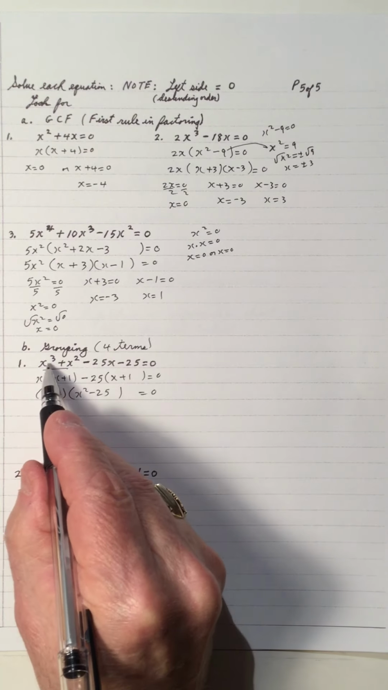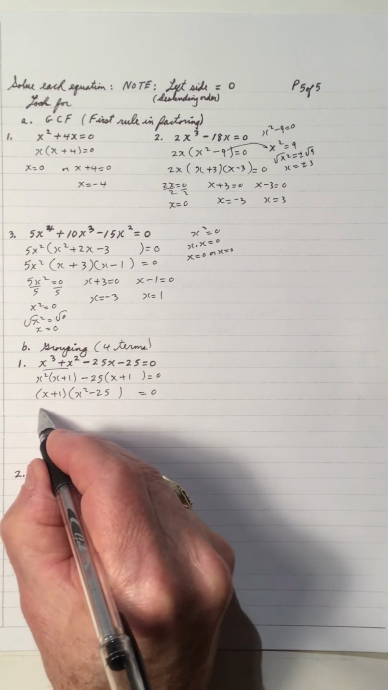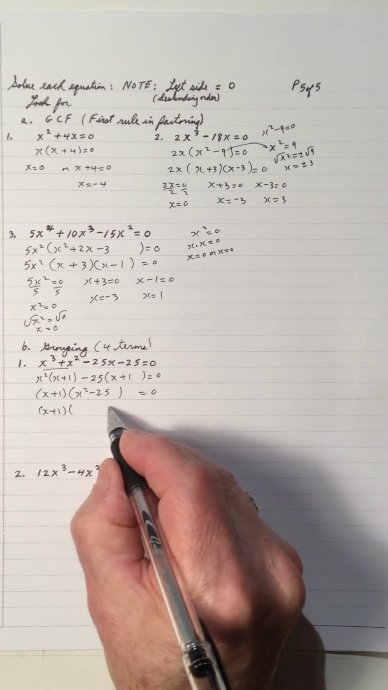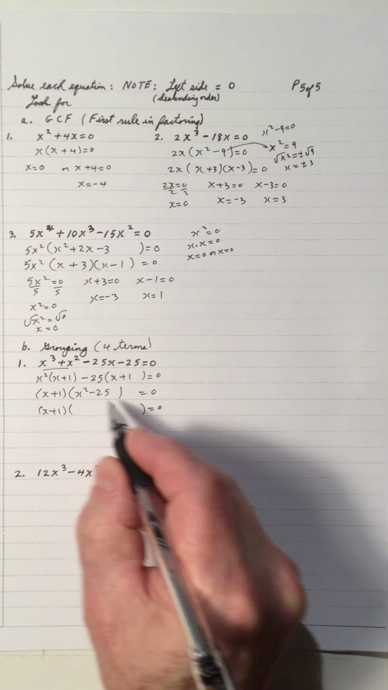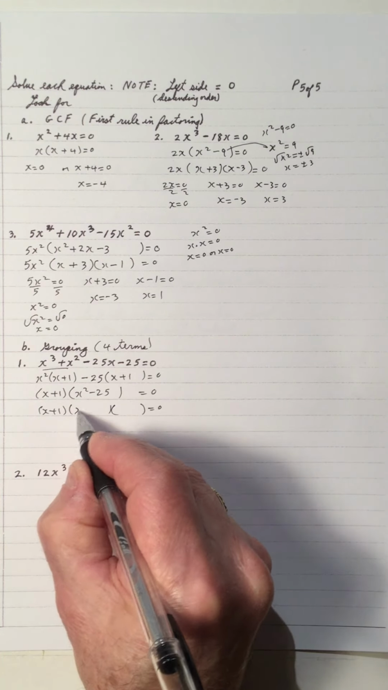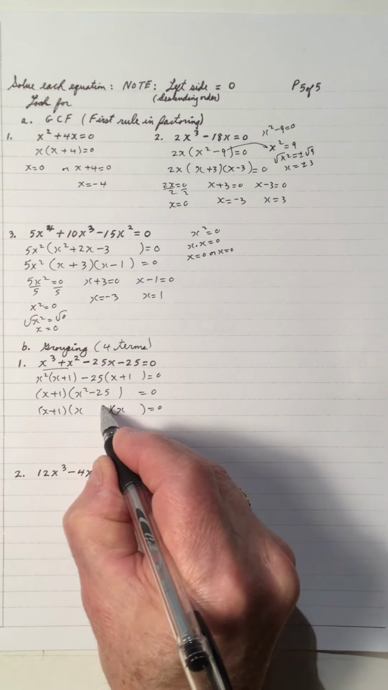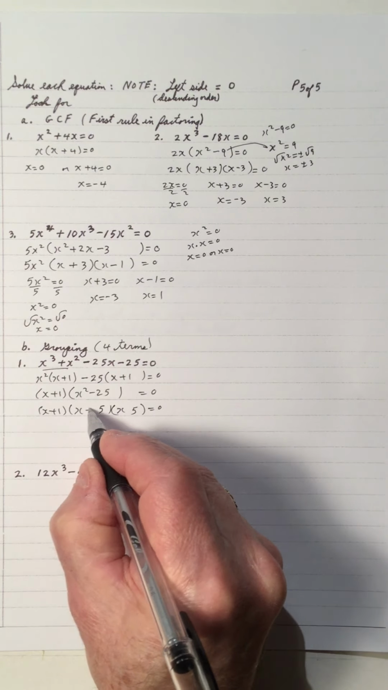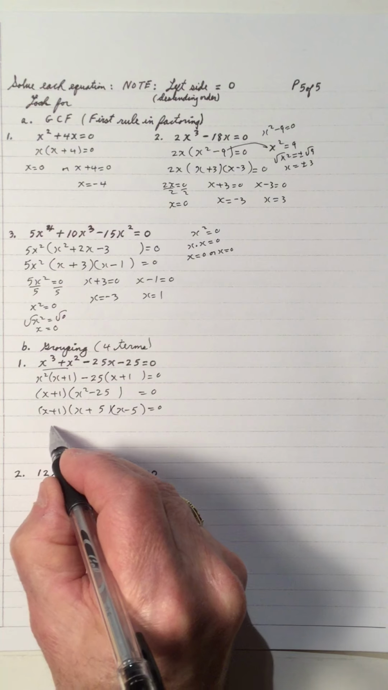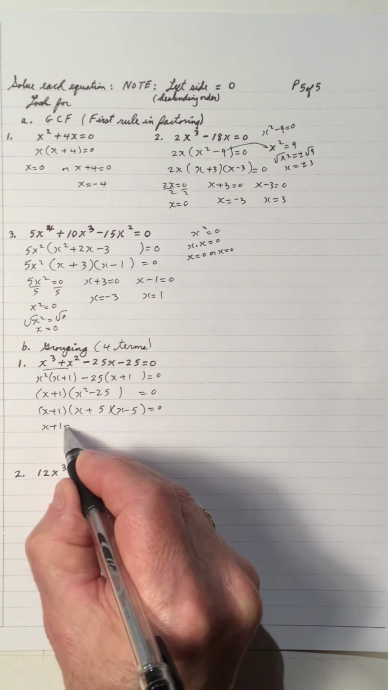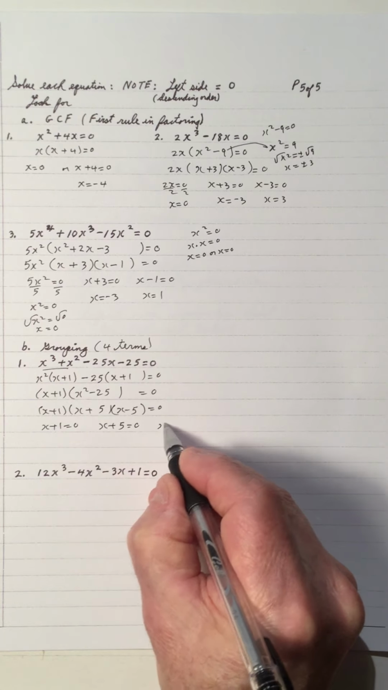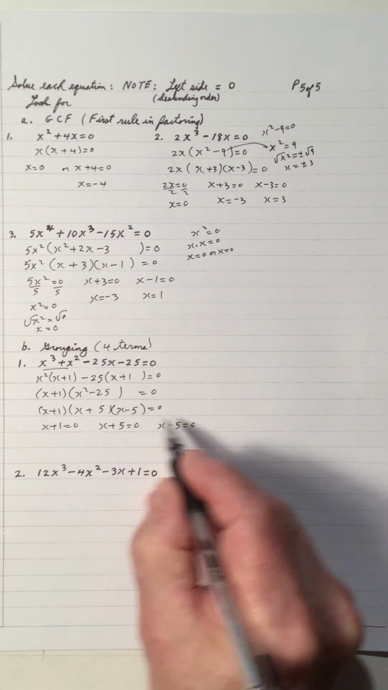And again, notice the highest power is 3, so you got 3 roots. So you got x plus 1. And it's up to you if you want to factor this or you want to let it equal to 0 and square root. So x squared is x and x. 25 is 5 and 5. And we have a minus, so it's a plus 5 minus 5. So x plus 1 equals 0. x plus 5 equals 0. x minus 5 equals 0.